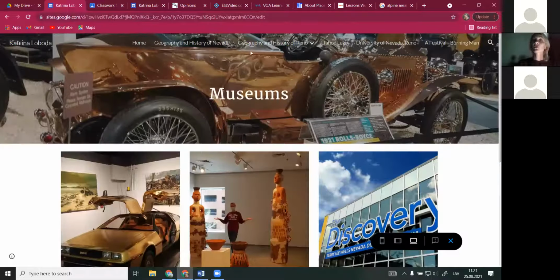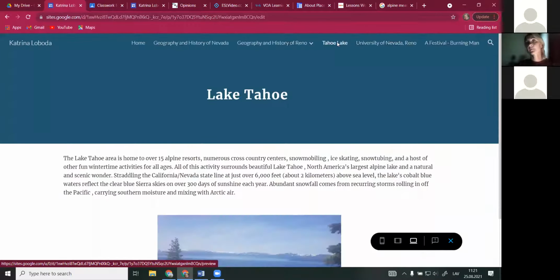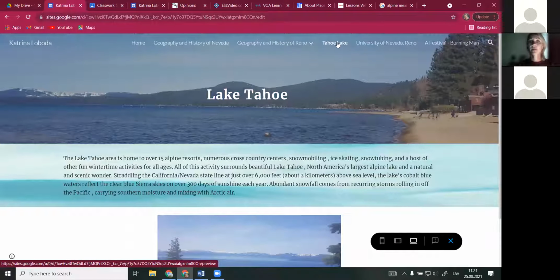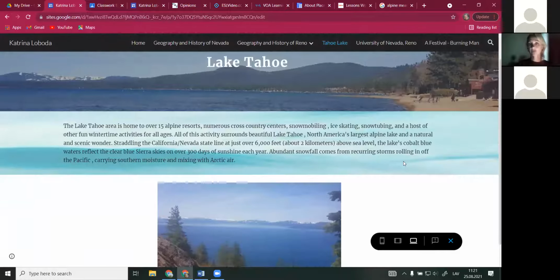So except for geography and history, students will have to explore a little bit about the natural wonder. Maybe it's a lake, maybe it's a mountain, maybe it's a canyon, which is typical for their state or their chosen city. And here I've included Lake Tahoe. It's a popular resort for local people and for inhabitants from the neighbor states. A lot of people from California come here. It's a neighbor state. And yeah, it's a natural and scenic wonder.